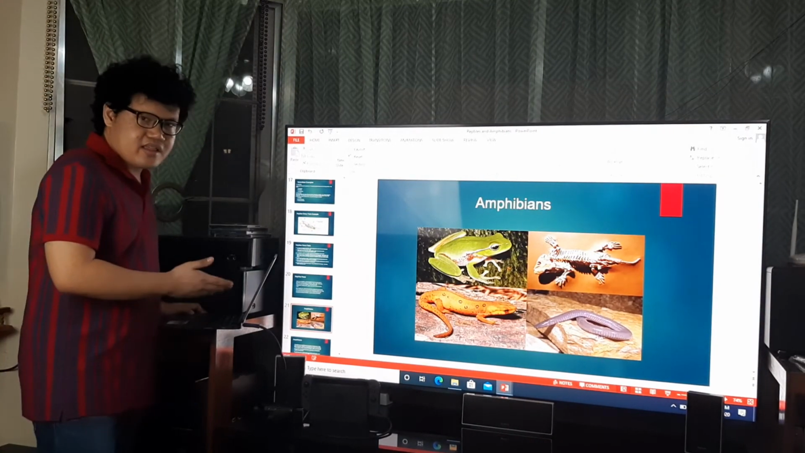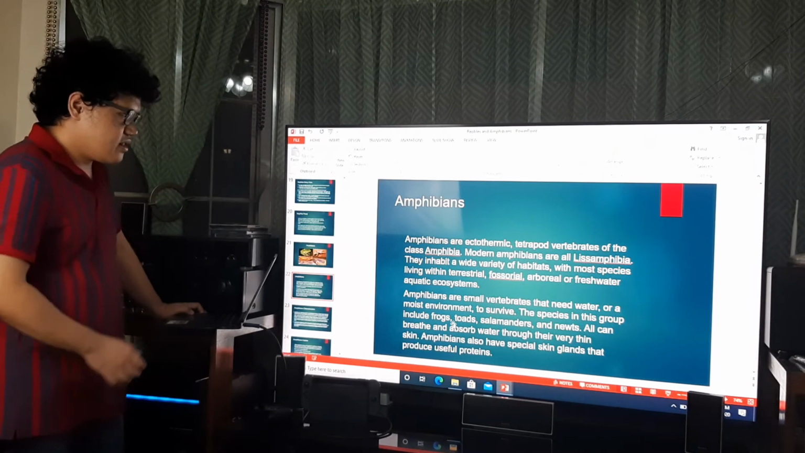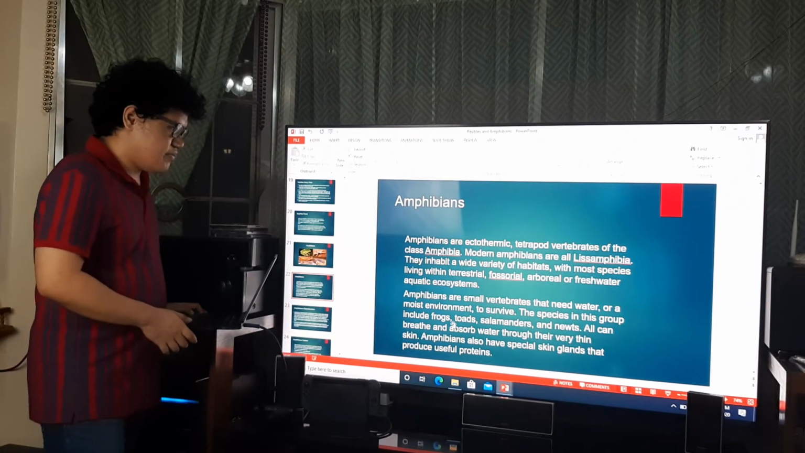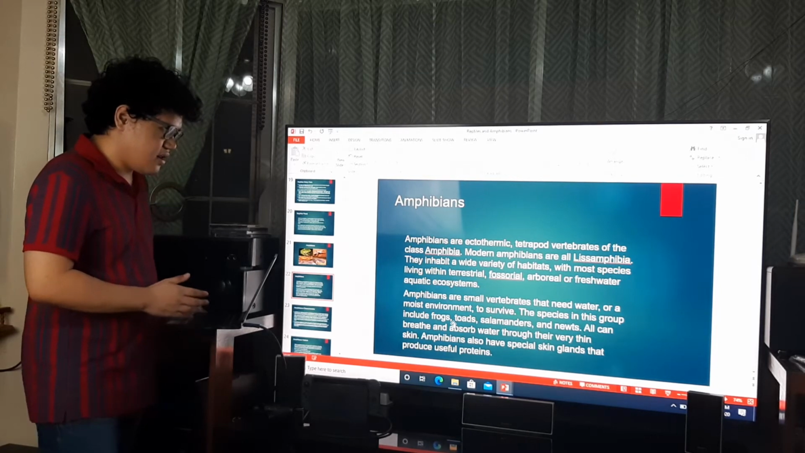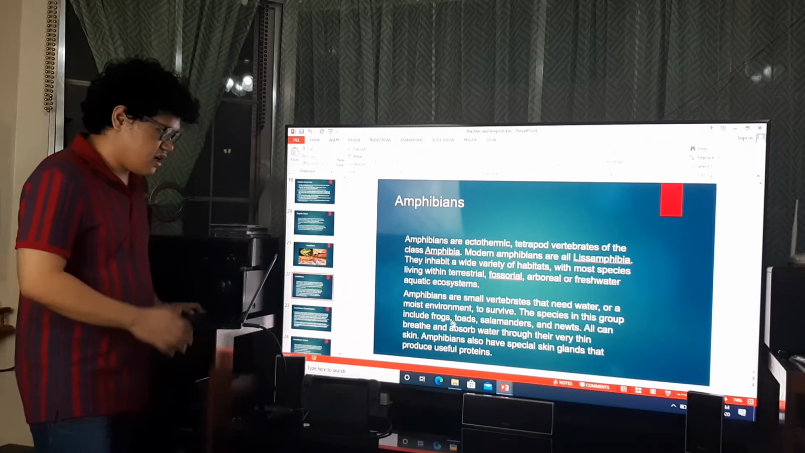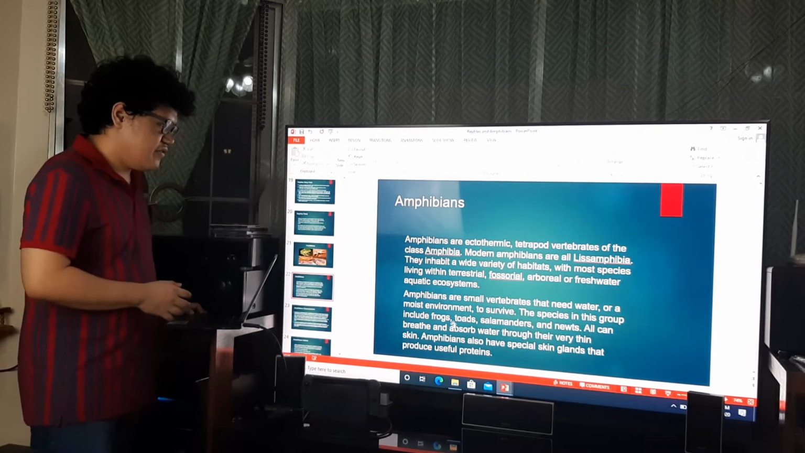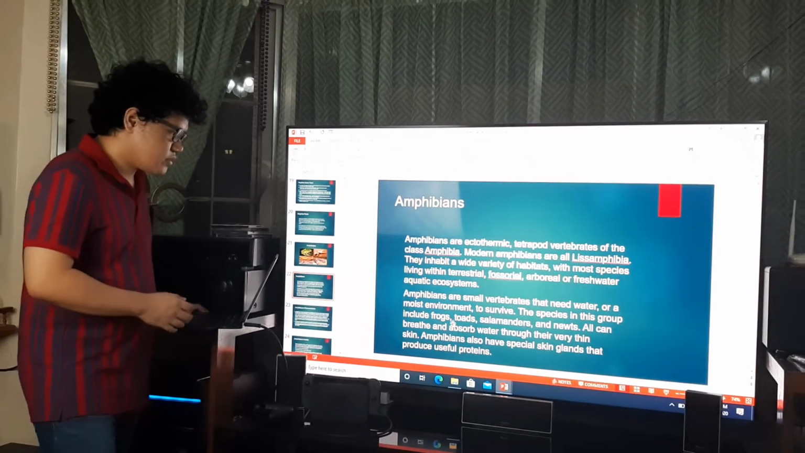Next, amphibians. Amphibians are ectothermic tetrapod vertebrates of the class Amphibia. Modern amphibians are all Lissamphibia. They inhabit a wide variety of habitats, with most species living within terrestrial, fossorial, arboreal, or freshwater aquatic ecosystems.